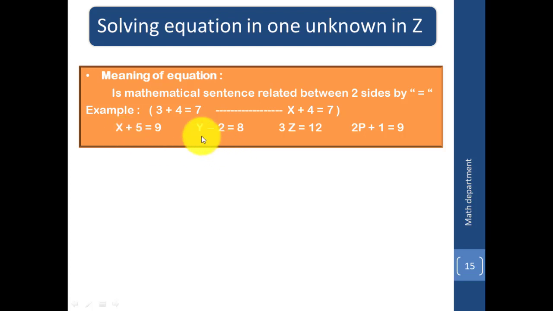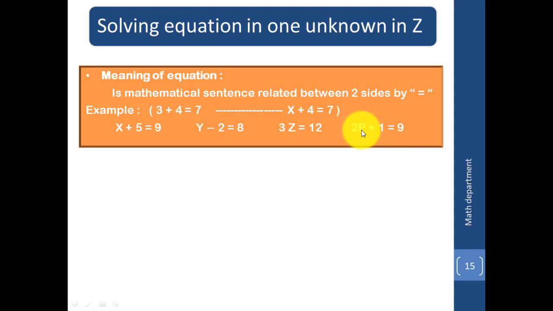Here, what's the number which we subtract 2 from and the result will be 8? Y equals 10. Here we have multiplication, 3z equal 12. 3 times what equal 12? 3 times 4, z equals 4. Here 2p plus 1 equal 9. At first, 1 plus what equal 9? 1 plus 8, so this must be equal 8.